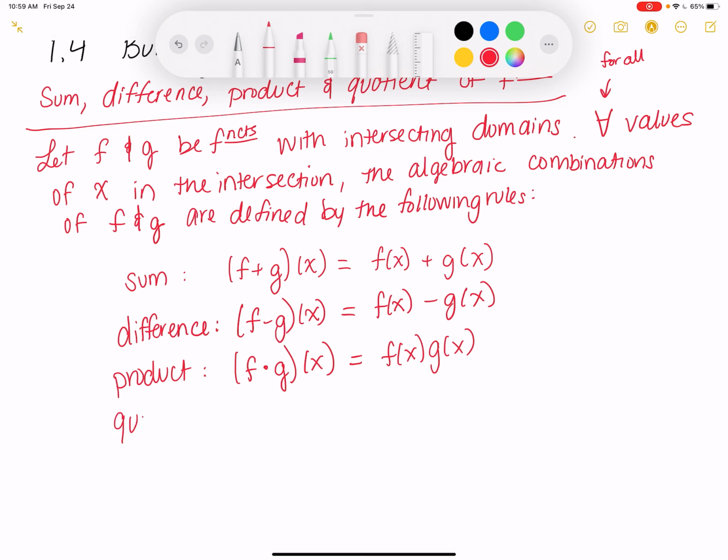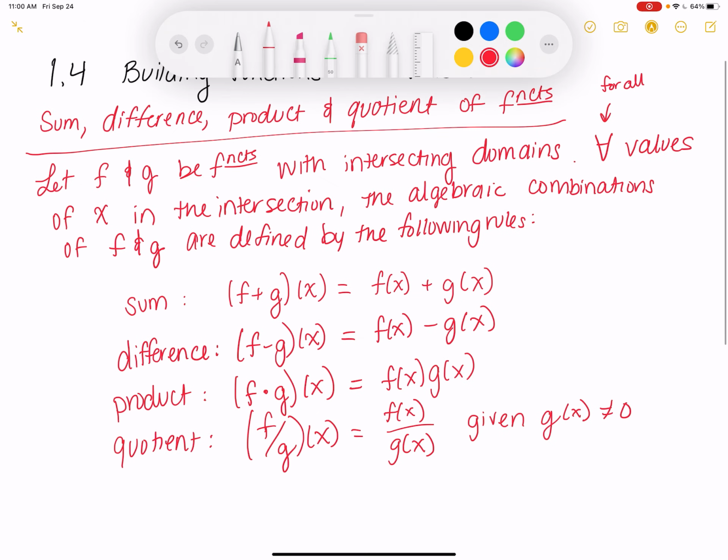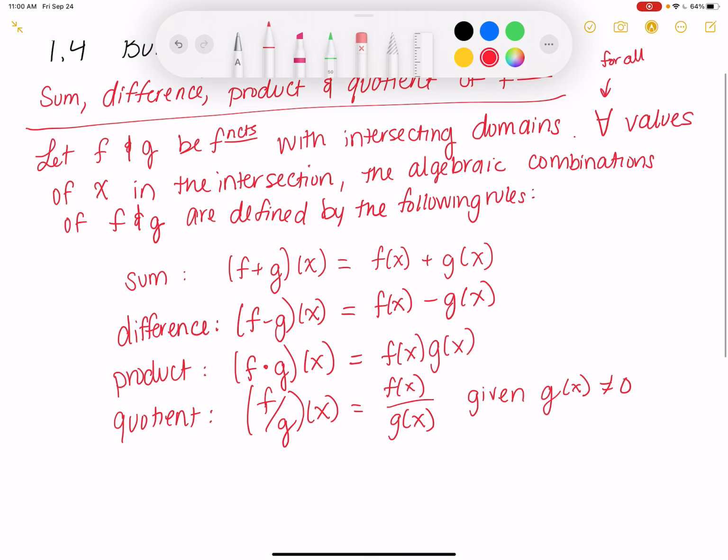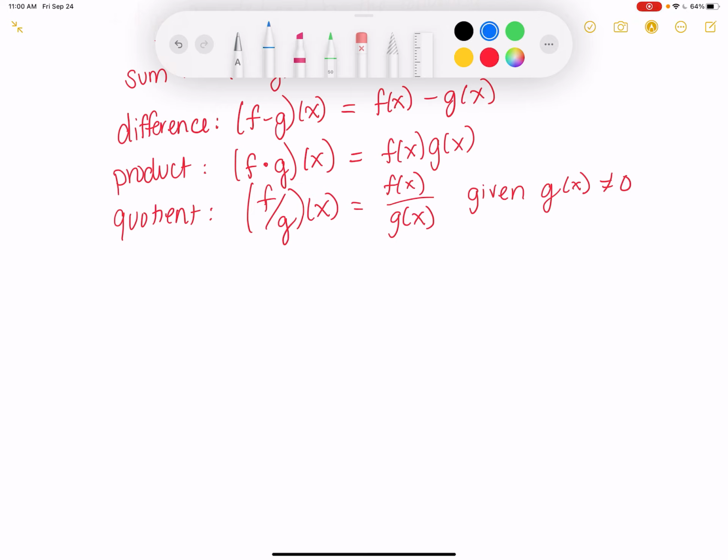And for the quotient, f divided by g of x is equal to f of x over g of x, given g of x is not equal to 0. Okay, so that's for sum, difference, product, and quotient. Those should be relatively self-explanatory.